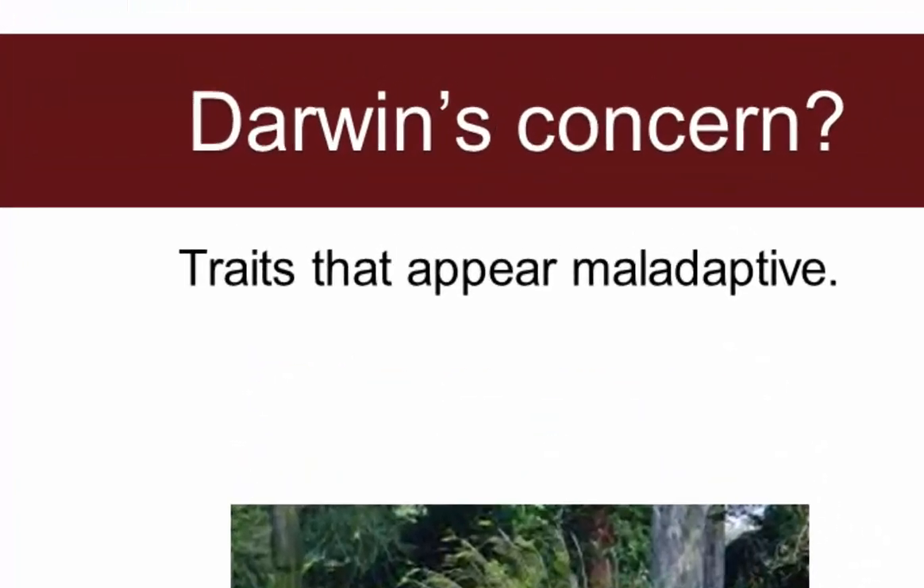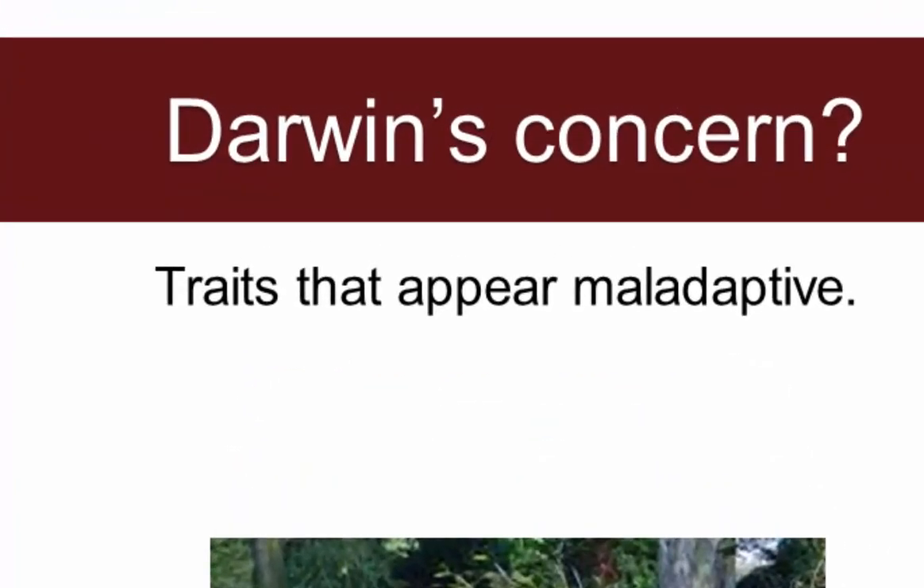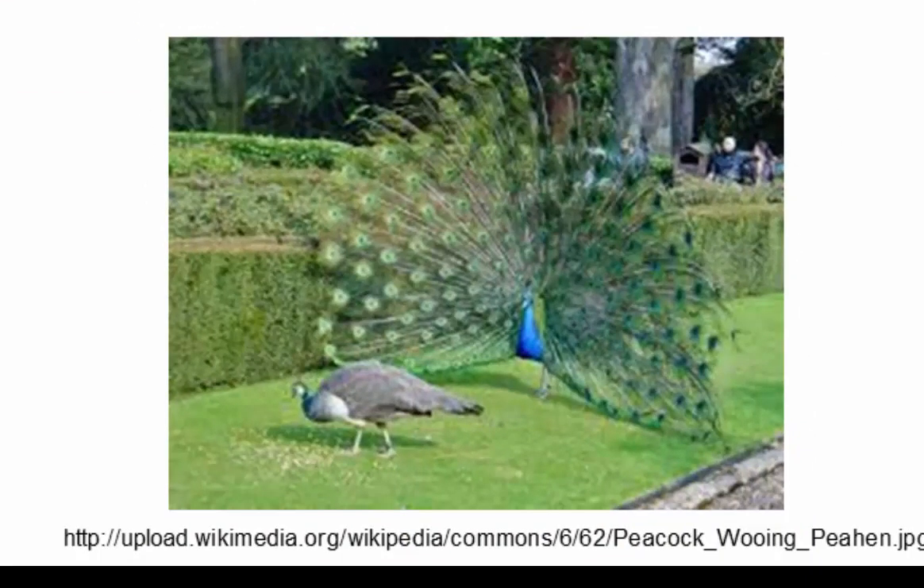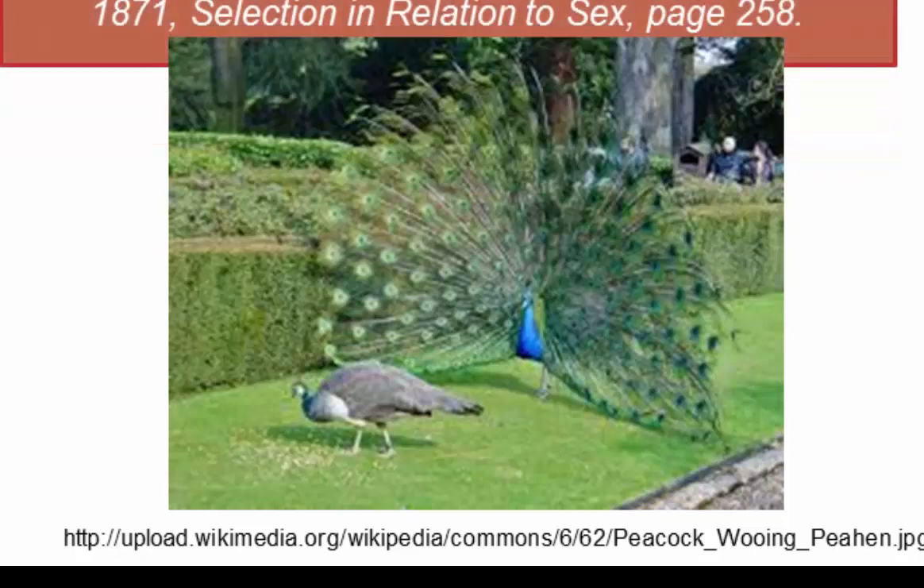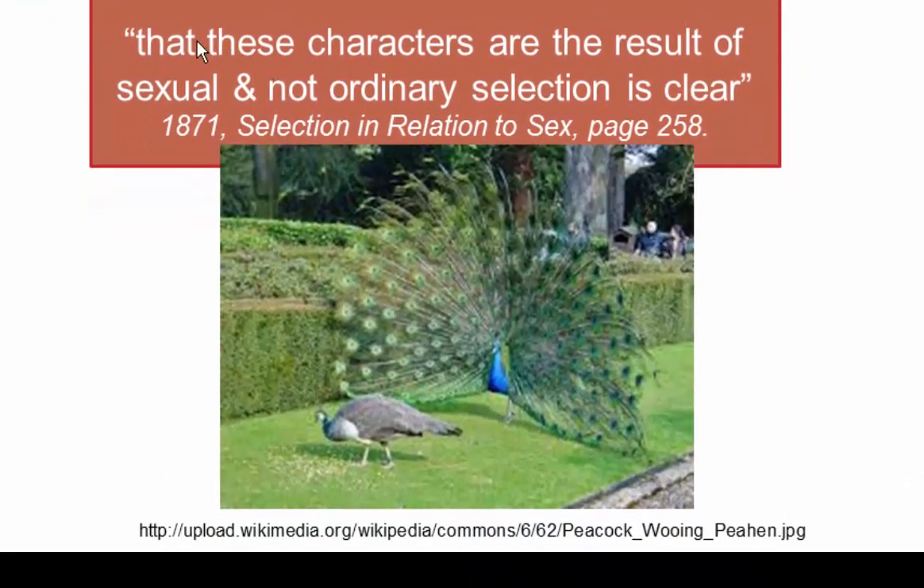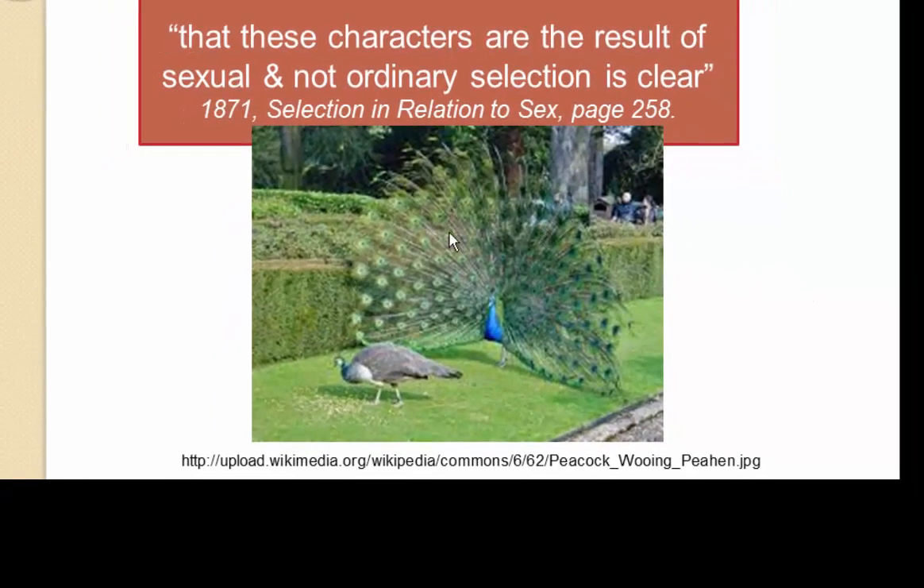But he was also deeply concerned with traits that appeared to be maladaptive when viewed from the perspective of natural selection. And probably the most famous of these is the tail of a male peacock. So peahens, this is the hen in the foreground, don't have the massive tail, but the peacocks do have this tail, and Darwin was quite sure that this could not be adaptive in the struggle for survival, because it would appear to make the peacock much more vulnerable to predation. And so he argued that these characters are the result of sexual and not ordinary selection. The basis for that clarity in Darwin's thinking was that these traits appear to be maladaptive if you consider them simply in terms of the struggle for survival and natural selection.